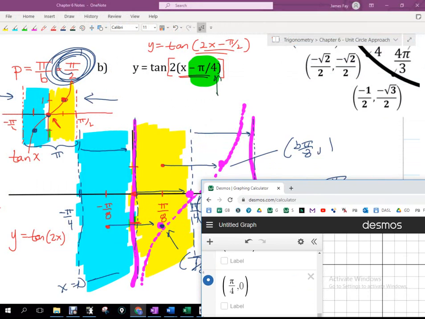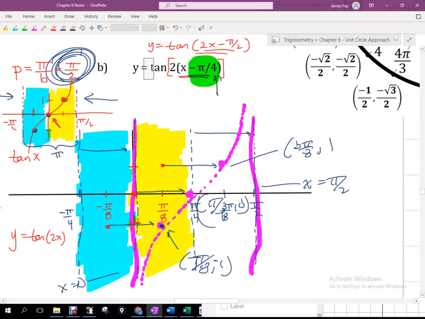This 2 here, that 2 is a horizontal. That 2 impacts the period, which is the x-axis. If I want a vertical stretch, the 2 would have to be out here.